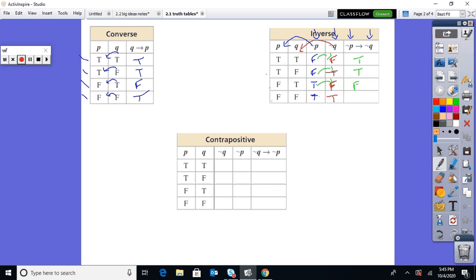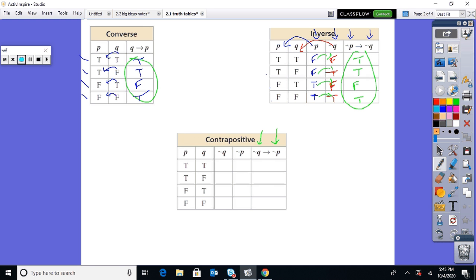And then true to a true gives you a true. Now we talked about logically equivalent statements. The converse and the inverse are logically equivalent, so TTFT for both of them when you're filling out the truth table. Now the contrapositive, it also wants a not Q and a not P. It's just flipping the order of them. So the contrapositive flips it and negates it, so let's fill this out.